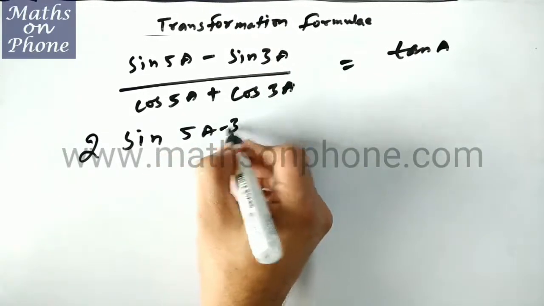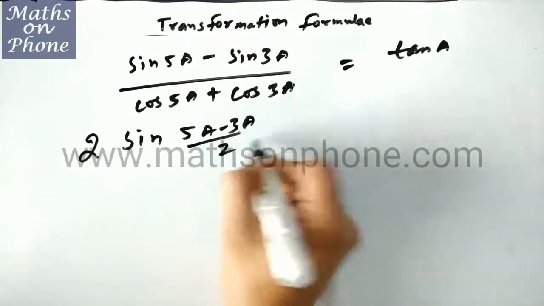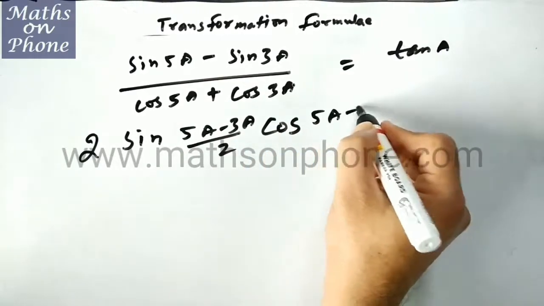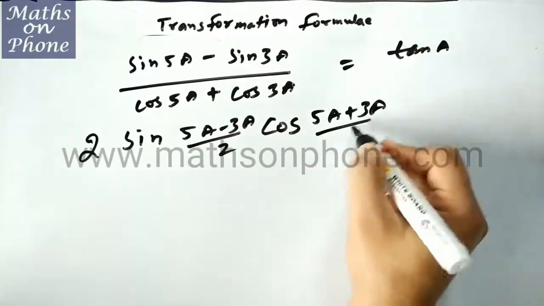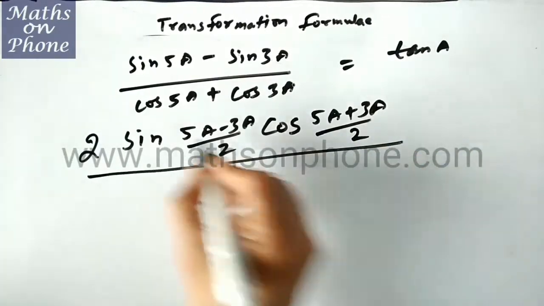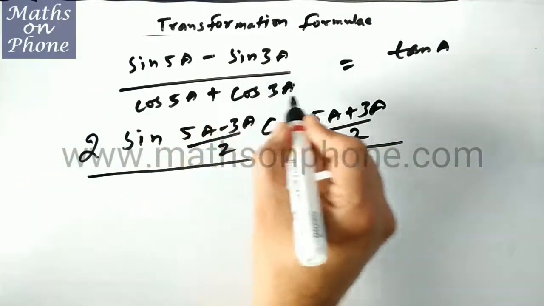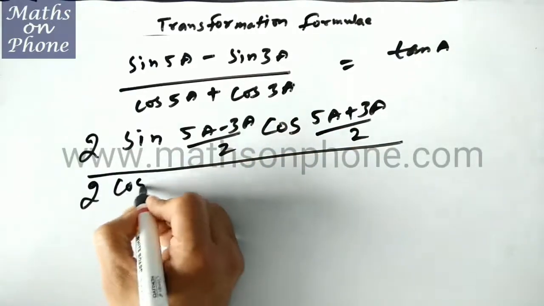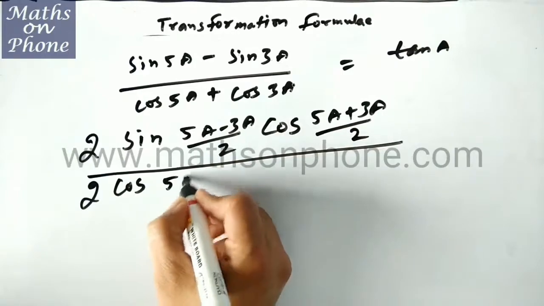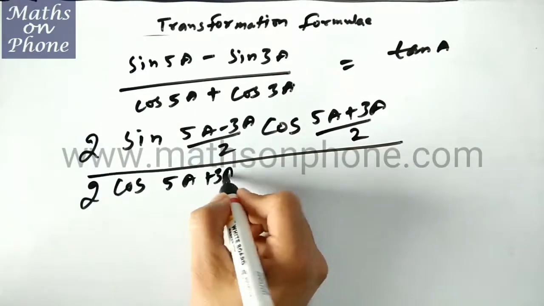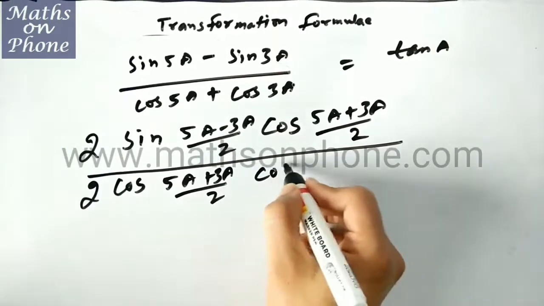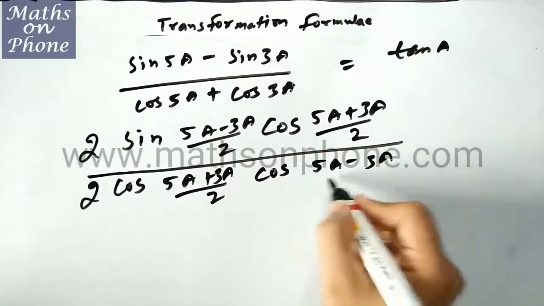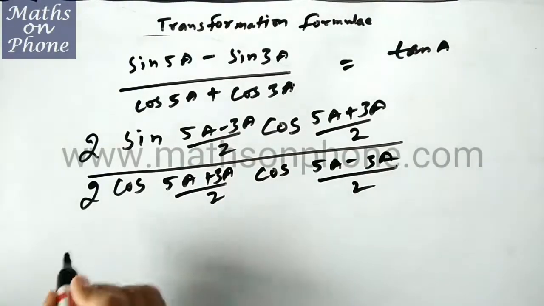5a minus 3a by 2 into cos (5a plus 3a) by 2, and here in the denominator it is cos c plus cos d. So this is 2 cos (c plus d) by 2, that is (5a plus 3a) by 2, into cos (c minus d) by 2, (5a minus 3a) by 2.